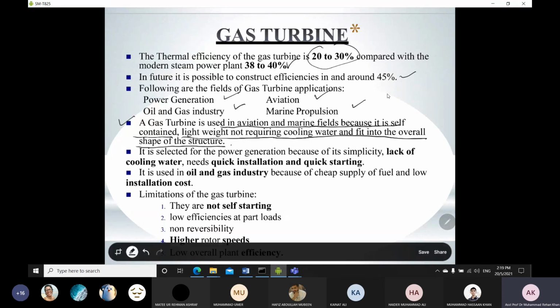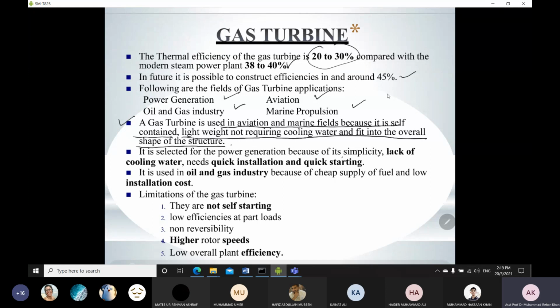Okay, so the important point is that in comparison to the steam power plants, where we have to use water to cool the equipment, the gas turbine does not require cooling through water, because air is passing towards the gas turbine, and the same air which we use for the compression process is also used for cooling. So this is the advantage of the gas turbine. It is selected for power generation because it is simple, lacks cooling water, and needs quick installation and quick start. And it is used in the oil and gas industry because of cheap supply of fuel and low installation cost.